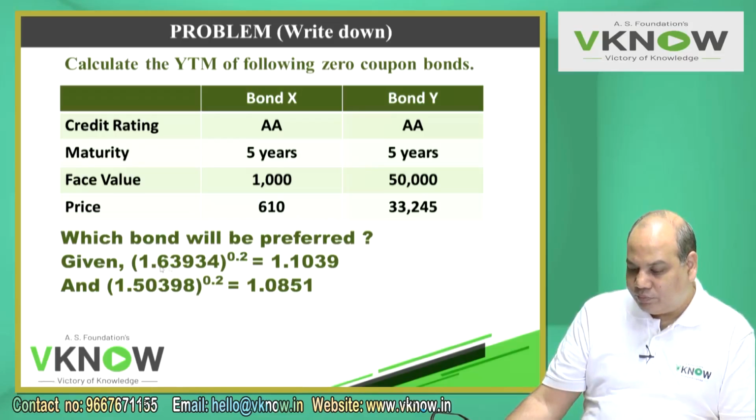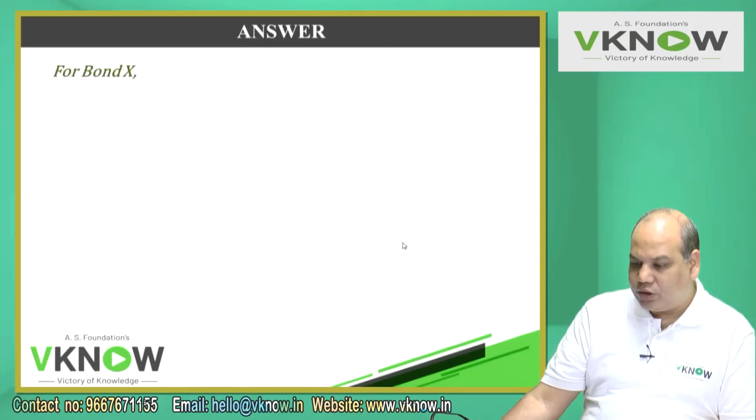And to help you to solve the problem, they have given you some factors also here. 1.63934 to the power 0.2 is this number, and 1.50398 to the power 0.2 is this number. What is the nature of the bond? These are zero coupon bonds, which means you will invest 610 rupees, you will get 1000 rupees after 5 years. So what is the annual compounded rate of return you are expected to earn? In bond Y, you will invest 33245. It will become 50,000 after 5 years. So what is your annual compounded rate of return? So let us solve one by one.